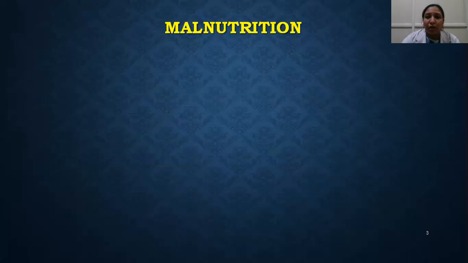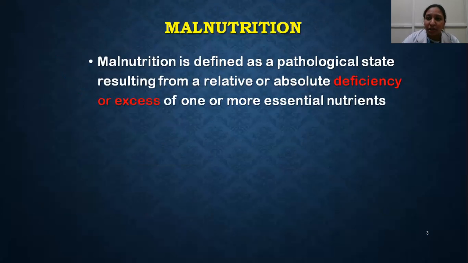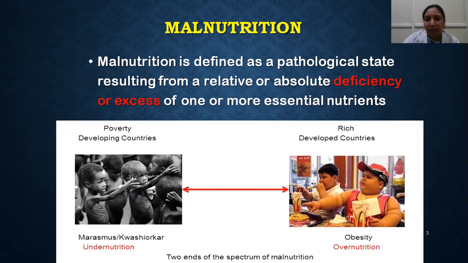Okay, first of all, what is malnutrition? We usually think that malnutrition means only undernutrition, but coming to the actual definition, it is defined as the pathological state resulting from relative or absolute deficiency or even excess of one or more essential nutrients. So either deficiency or excess, both would come under the category of malnutrition. So it is like a double-edged sword. There are two ends of this.